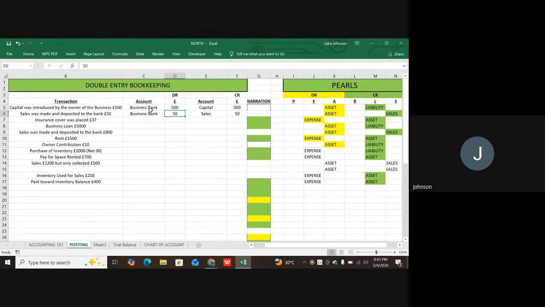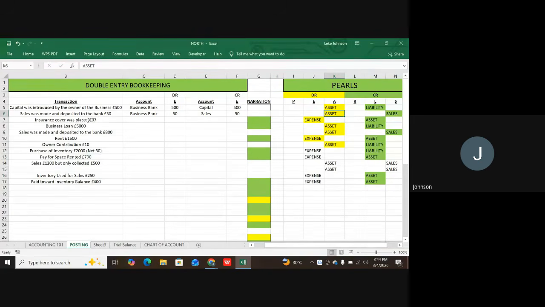All right, so that is that. You see that in this second transaction, the sales account increased by 50. You can see over here is a credit balance, which is sales, and the bank account, which is also an asset account, also increased by 50. That is fine. The next one: insurance cover was placed, and the amount was 37 pounds.